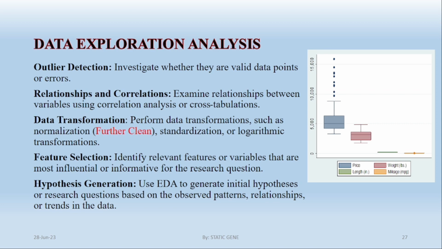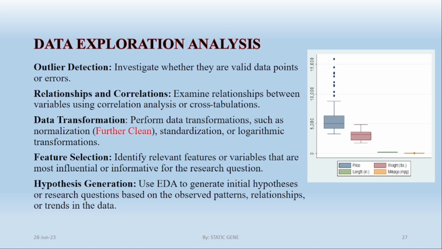Now, there is also feature selection. This is where you identify only relevant features or variables that are most influential or informative for the research question. There are some other variables that you may collect which are not important. For example, participant's ID. Participant's ID cannot be informative in any way. Some of those you have to eliminate under the data exploration analysis.